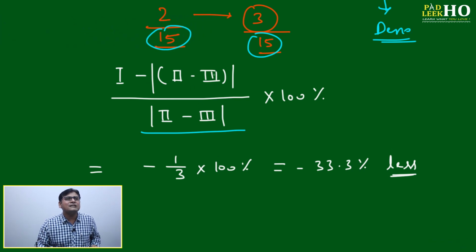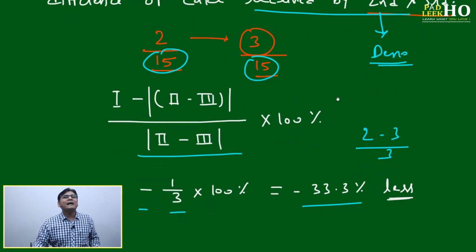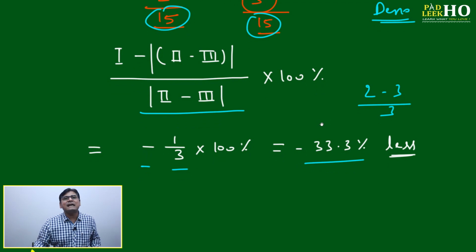Here I have taken the modulus because our interest is only in the number. Like here, if you are taking the second and third difference, 5 minus 8 or 8 minus 5, it is not going to affect your answer. Then here, 2 minus 3 by 3, that much only. It will come in negative. Minus 1 by 3 into 100 means minus 33.3% less. Means the first will get 33.3% less than the difference of the second and third kids.